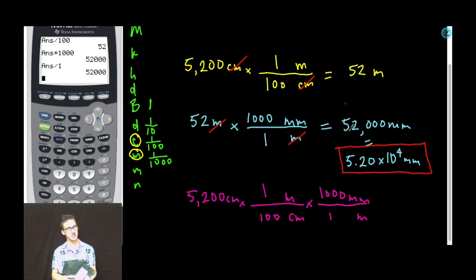Sometimes it's easier to go step by step like I showed you in the beginning when you're first learning. But eventually, you'll get comfortable setting up your units to cancel out. You'll become a dimensional analysis champion.